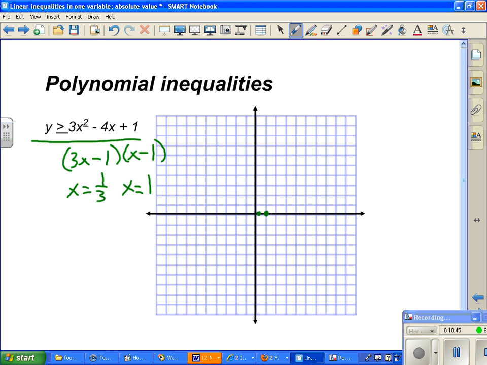Okay, so something like this. It's a quadratic, so I know what it looks like. It's a parabola. It opens up. So it's going to do something like this. And again, this is a solid line because it's greater than or equal to. If it was just greater than, I would have a dotted line. Okay? Now I need to decide where to shade.